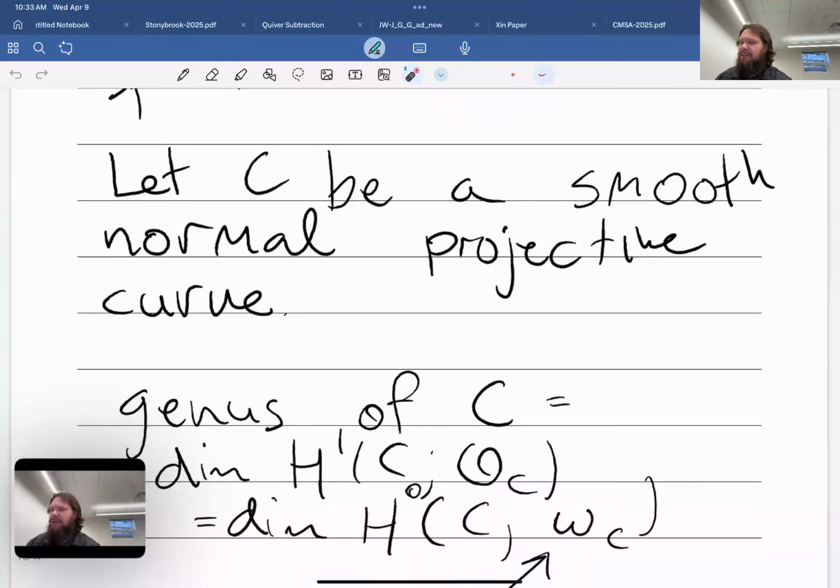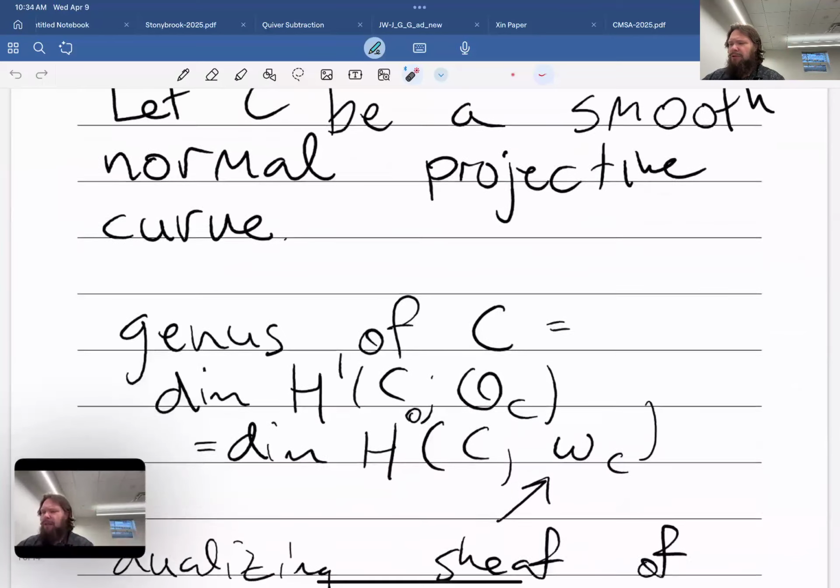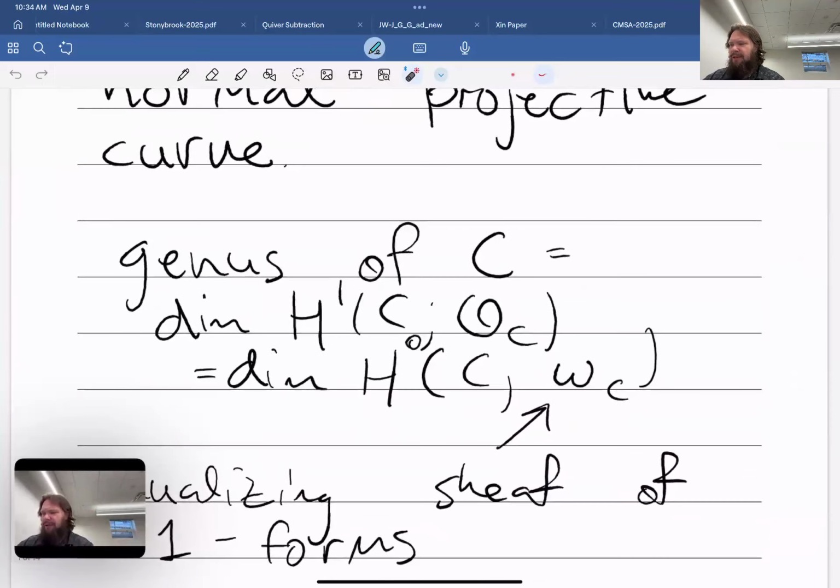I'm always going to be considering a smooth projective curve. I don't actually need to say normal if I say smooth. Smooth and normal are the same thing for curves. So there was this very important invariant of this curve called the genus. There are various ways to think about this.